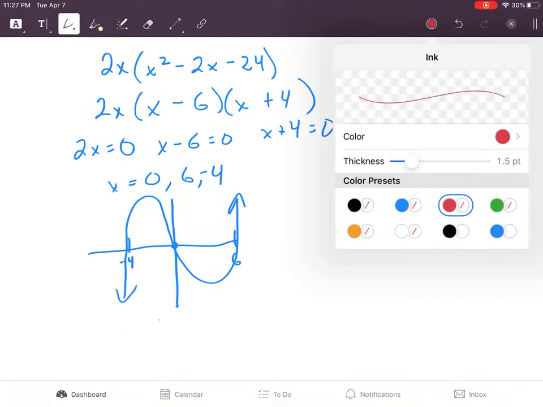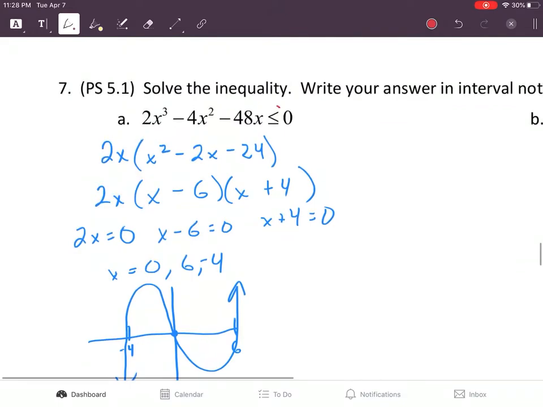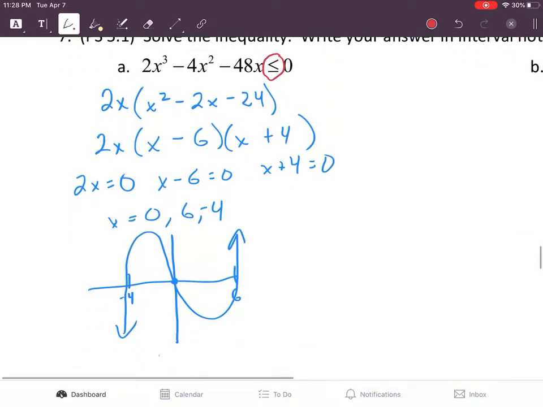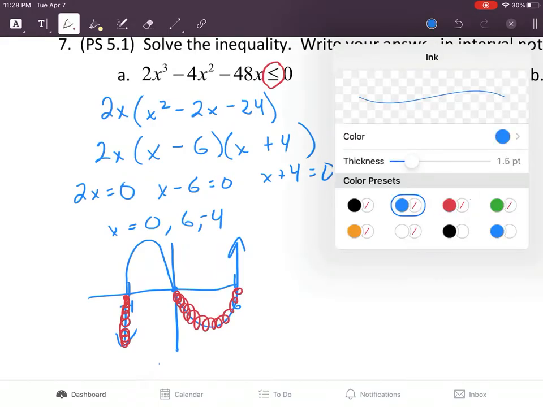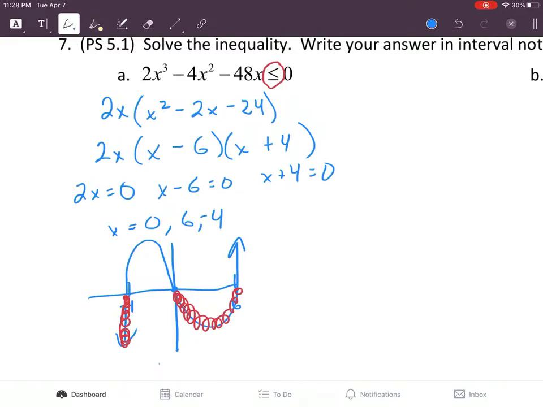And what we're looking for, based on our inequality, is less than or equal to. Looking for the parts of the graph that are less than or equal to 0. So the parts that are below the x-axis. So here and here. I'm going to write those answers in interval notation.